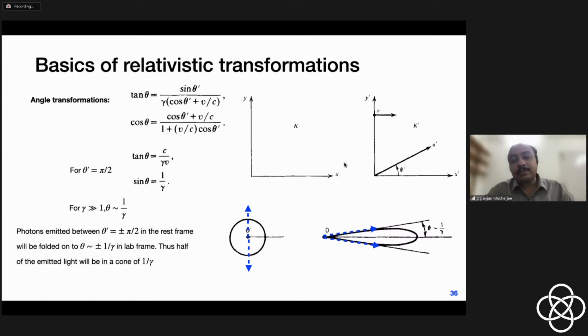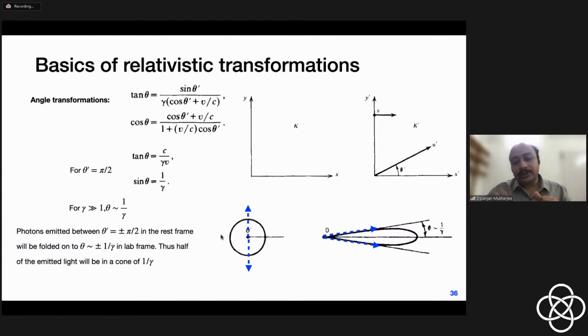And for theta prime equals pi by 2, where theta prime is the angle in the moving frame, your angle in the lab frame is 1 by gamma. Now, what does this mean? Suppose in the rest frame of the particle, it is emitting some radiation, and that emission is isotropic in the rest frame. So from the point of view of the particle, you have a uniform distribution over all angles, and that is why you have a sphere.